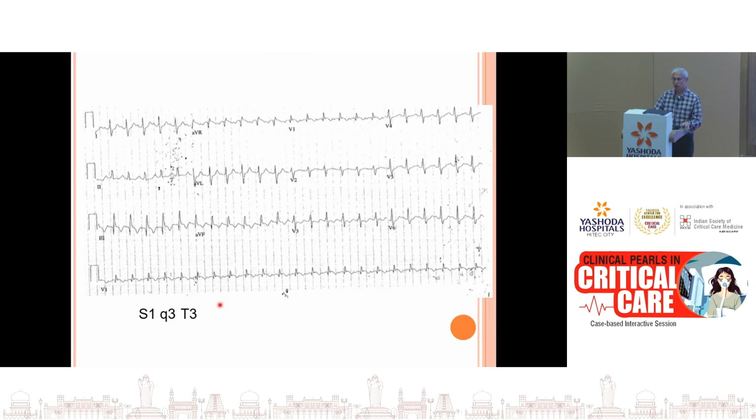This is a patient who was brought to the ER with acute onset of breathlessness. On examination, he had tachycardia, clear lungs, absolutely clear lungs. And what does the ECG show? It shows sinus tachycardia. It shows a Q wave in lead 3. It shows an S wave in lead 1, and there's T wave inversion in lead 3. This is called an S1 Q3 T3 pattern, which again is a very useful sign of acute pulmonary embolism.